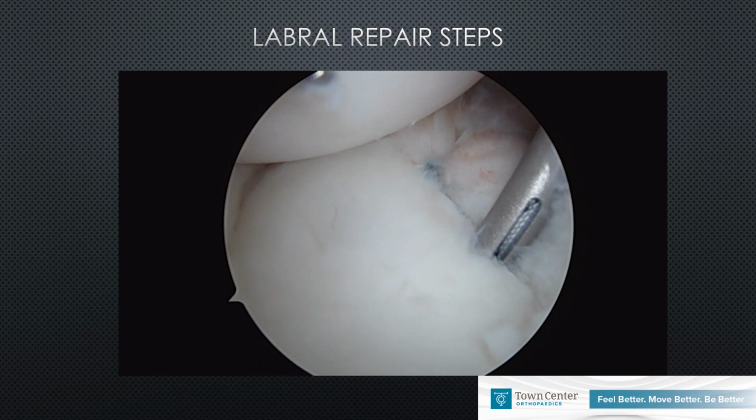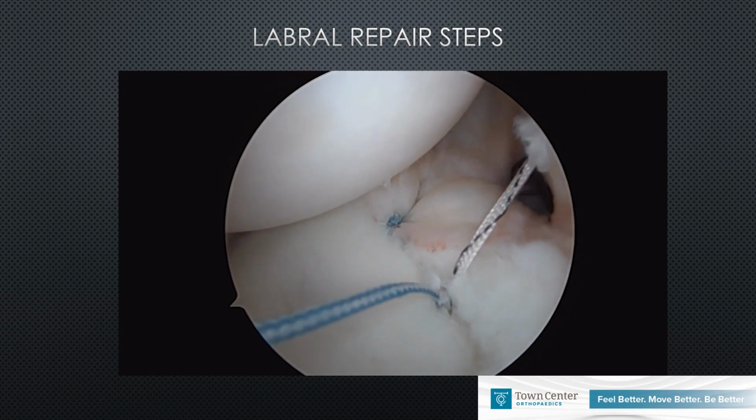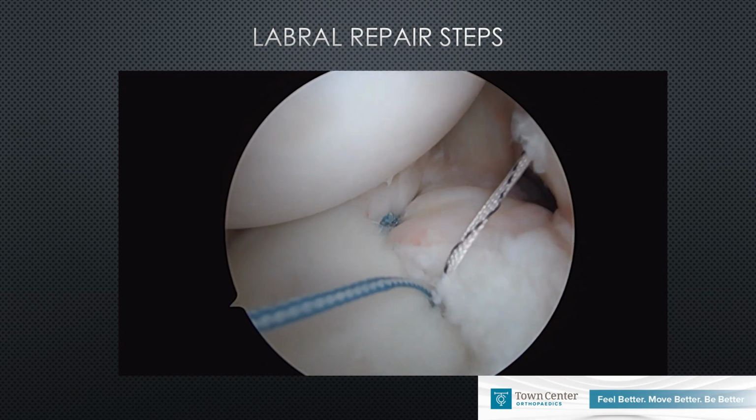You can see even our first anchor, we have a pretty aggressive bite, a nice anterior superior shift. Again, we're looking inferiorly here. Second anchor, very similar. Again, you'll see us pass the lasso.